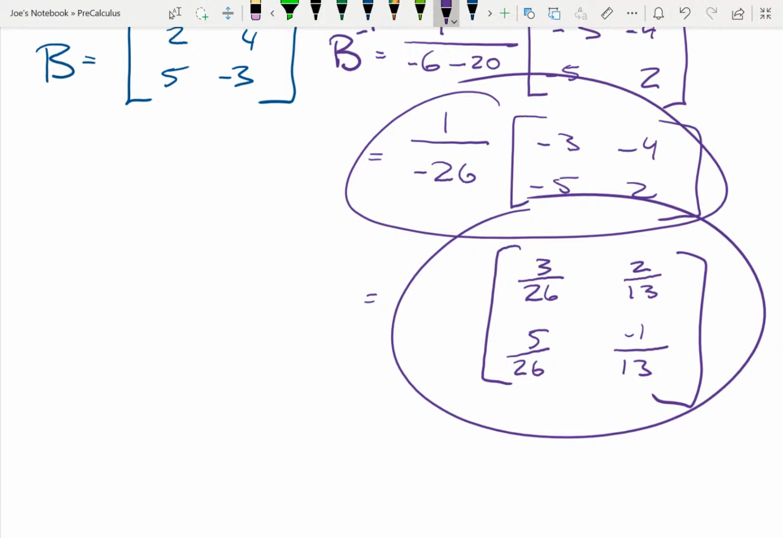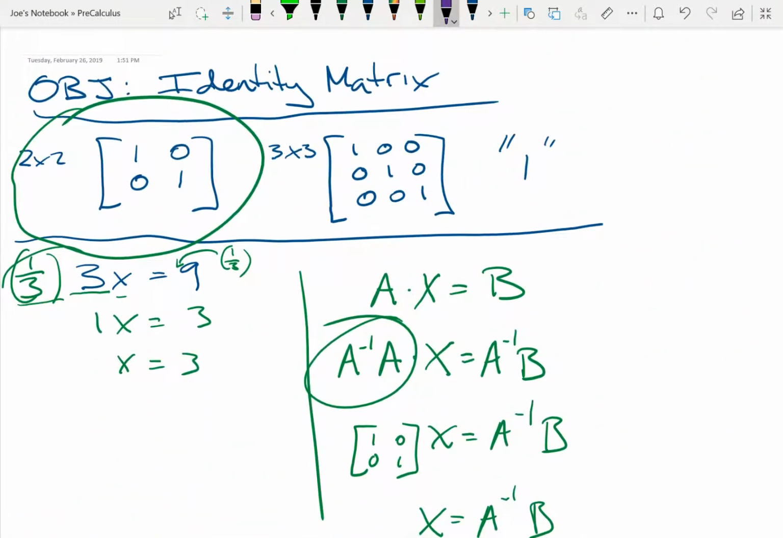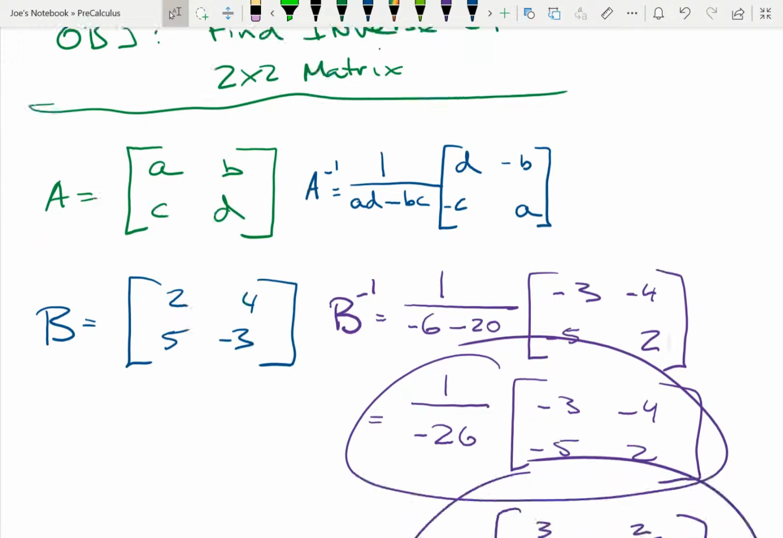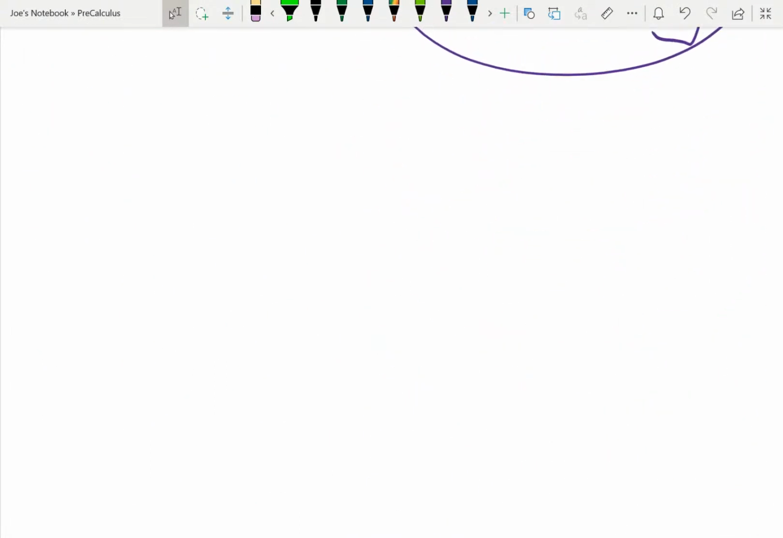So let's catch up with what's going on. We know the identity matrix is the number 1. It's 1, 0, 0, 1. And any matrix times its inverse will be that number 1. Well, we needed to know how to find an inverse. Now we know how to find the inverse of a 2 by 2, so let's use that for our final objective.